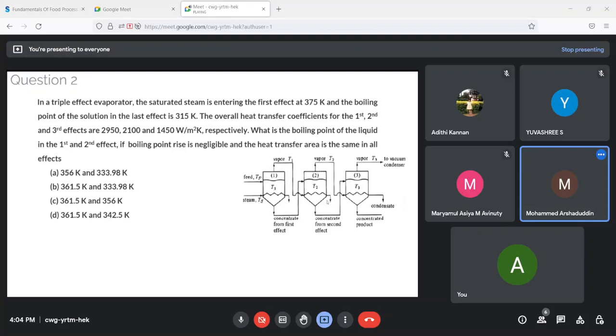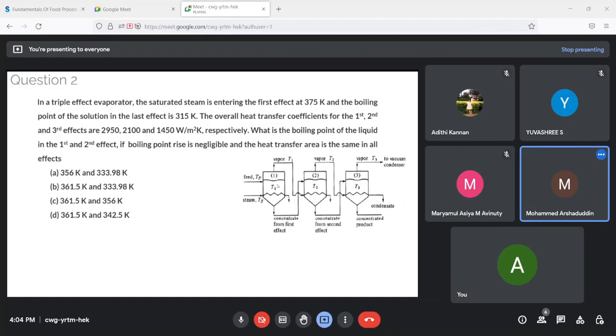So now again an evaporation process takes place and again the vapor coming from the second is fed into the third and the concentrated liquid coming from the second is fed into the third. Finally, whatever vapor comes out is condensed for further purposes and whatever concentrated liquid comes out is your final product. This is the case of a triple effect evaporator, you have 3.